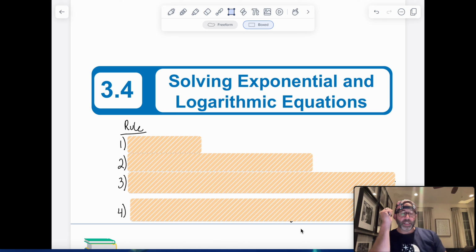Today we're going to be working on the rules for solving exponentials and logarithmic equations, and then we're going to actually go through just a whole bunch of problems of solving them. Please have a calculator ready because that's going to help us to work through these problems here.